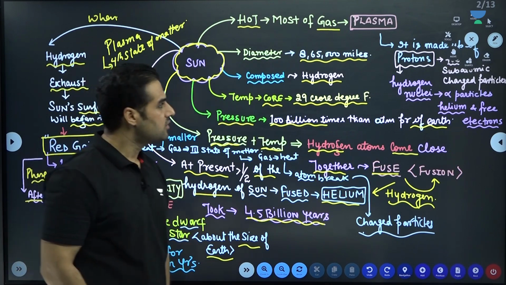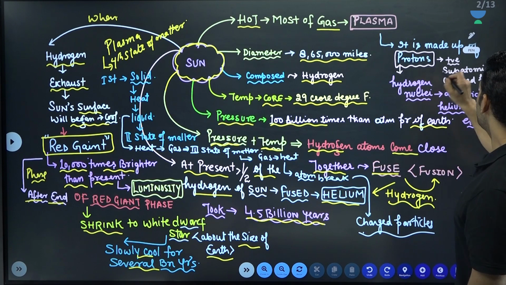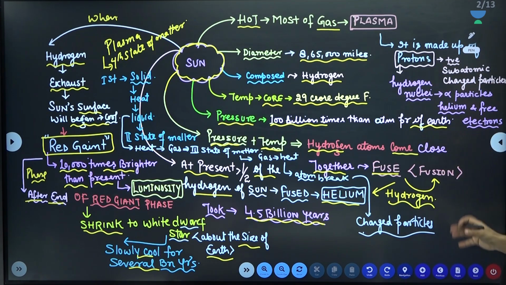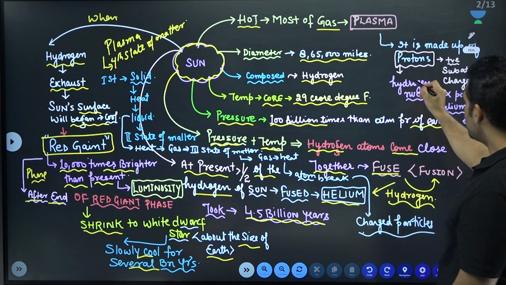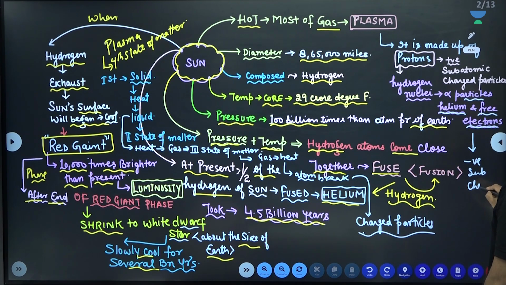Is it clear? So, what is this plasma made up of? This plasma is made up of protons, which are positively charged subatomic particles, hydrogen nuclei, alpha particles, helium, and free electrons. What are electrons? These are negatively charged subatomic particles.